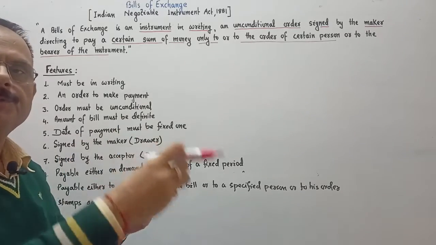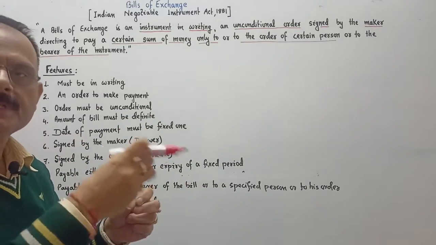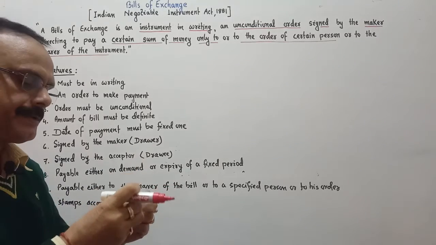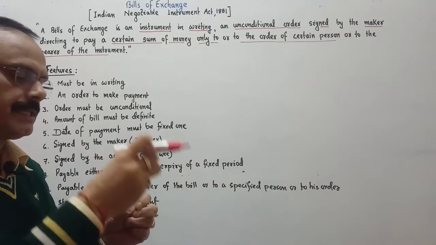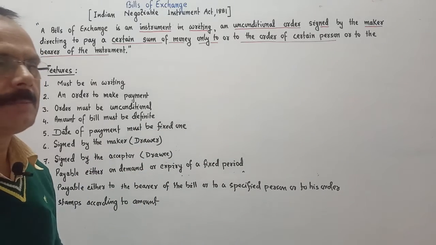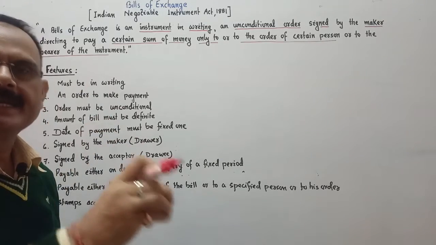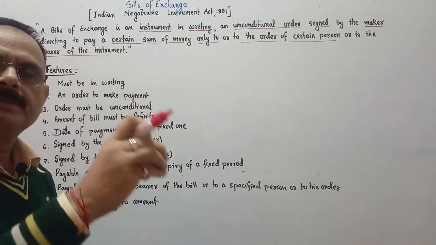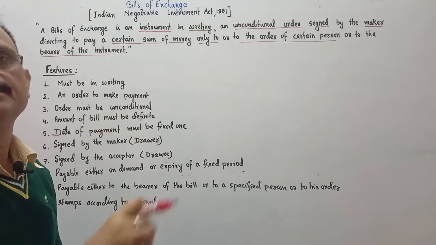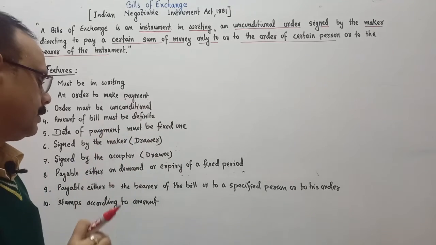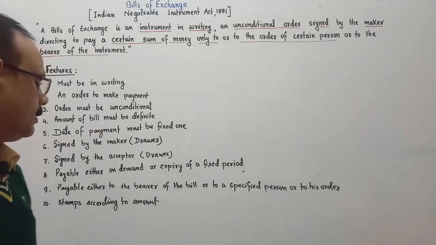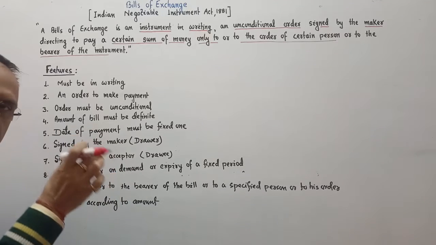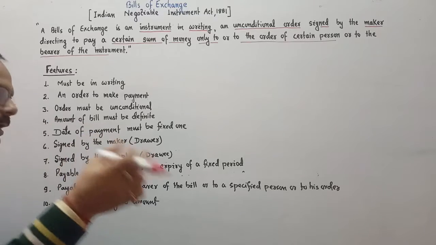After a fixed period, after 3 months or after 5 months, whatever the condition or term mentioned in the bill of exchange, after expiry of that period. Suppose in the bill of exchange it is mentioned that the amount has to be paid after 90 days, it's a 90 days bill. So after 90 days the customer, the debtor, has to pay that amount to the creditor. If it is a demand bill, then either on demand or on expiry of a period.